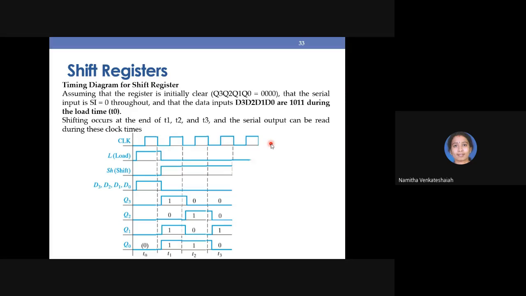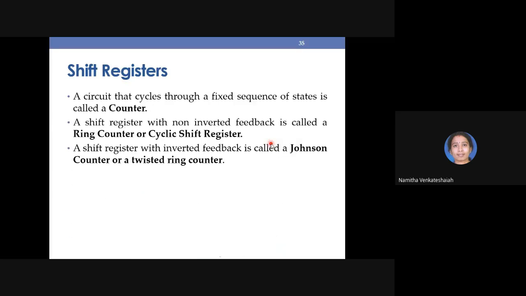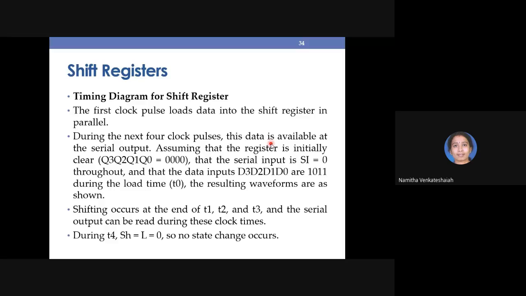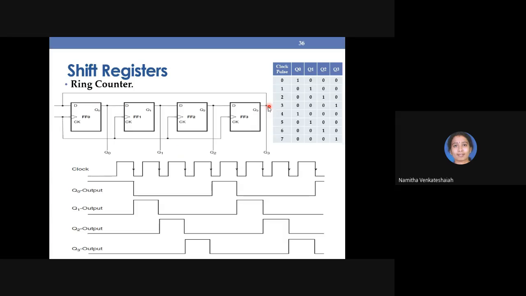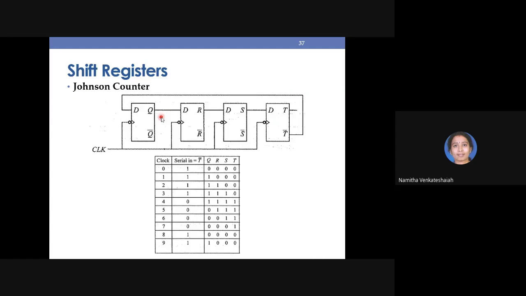After this timing diagram, we also discussed what a counter is. A counter should go through a fixed sequence of states. It need not be continuous, but generally it will be continuous. If you make the counter by giving non-inverted feedback from the shift register, you call it a ring counter. If you give inverted feedback, you call it a Johnson counter. So that is given here. Here you are giving non-inverted feedback, that's why it is called a ring counter. And here you are giving inverted feedback, that's why you call it a Johnson counter.